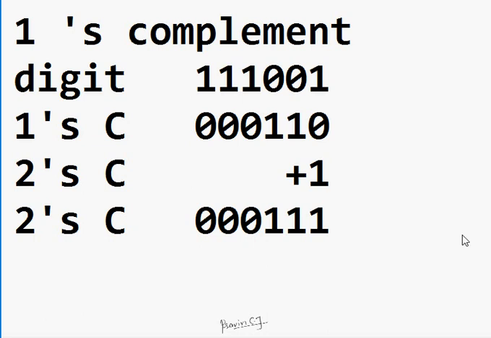Now, how to convert a binary number to gray code and gray code to a binary number? Let us see that also, if we don't know.